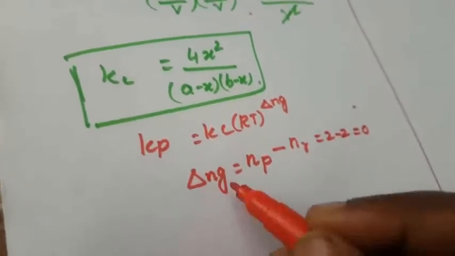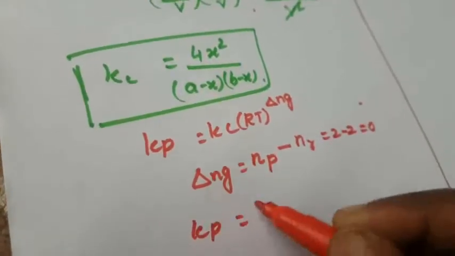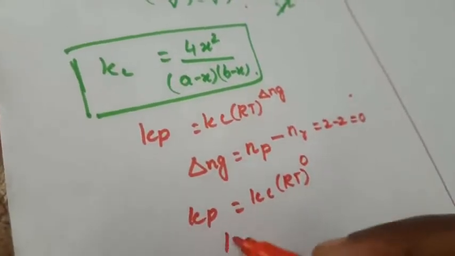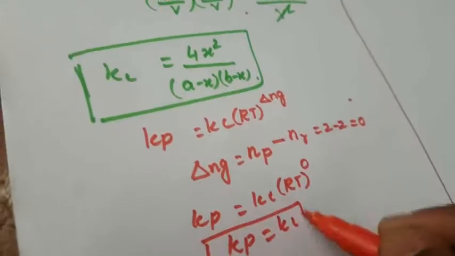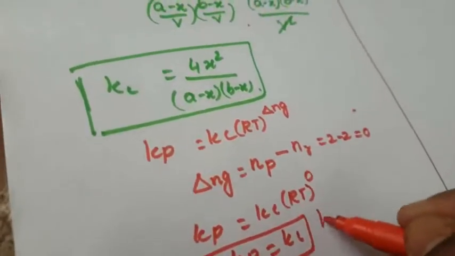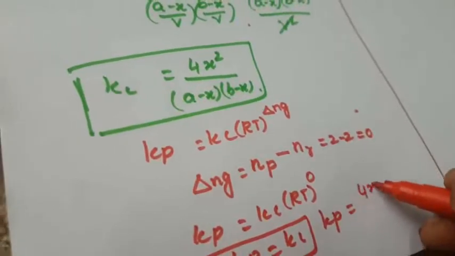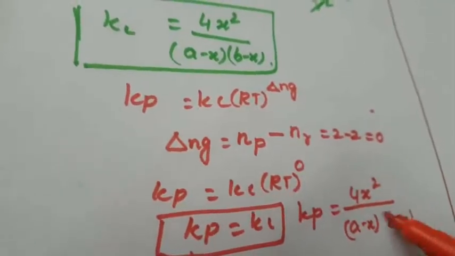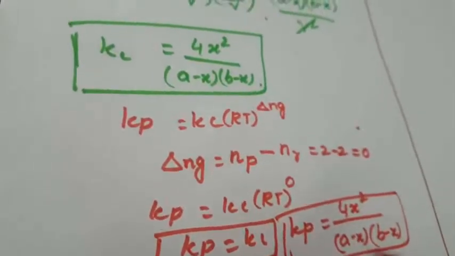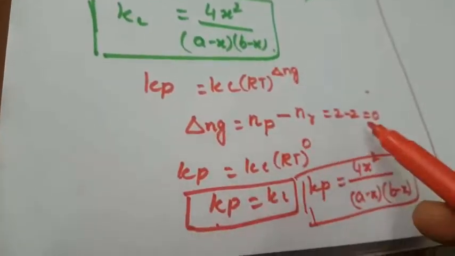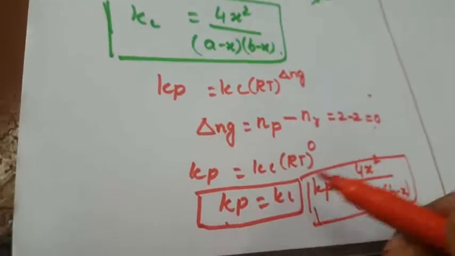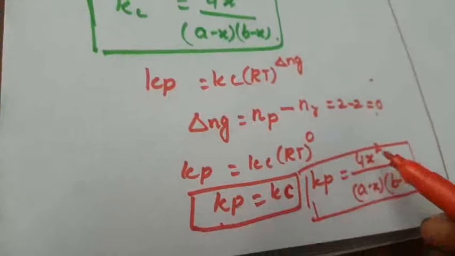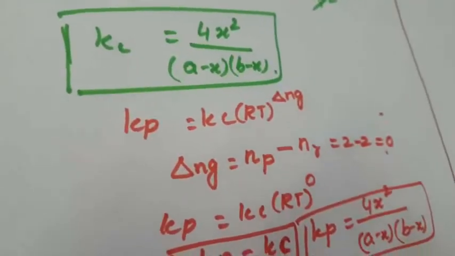Now you are applying that: Kp is equal to Kc RT delta Ng, and the value of delta Ng is 0. So this becomes 1, and Kp equals Kc. So the Kp value is also equal to 4x square by a minus x into b minus x. In equilibrium condition, delta Ng equal to 0 means Kp equals Kc; both the values are the same. So this is the other one.